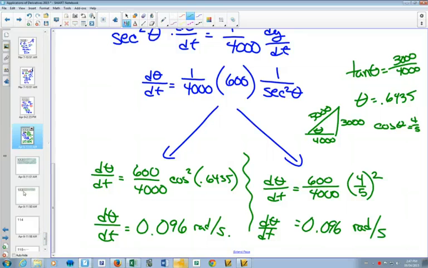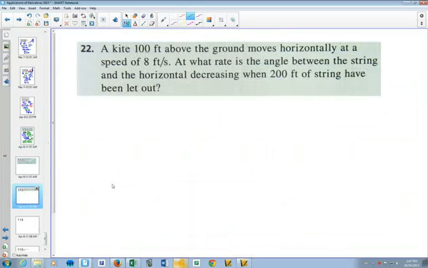Okay, so I'm going to give you this one to try, and then I'm going to give you a handout, and we're going to work on related rate problems for the rest of class. Yes?